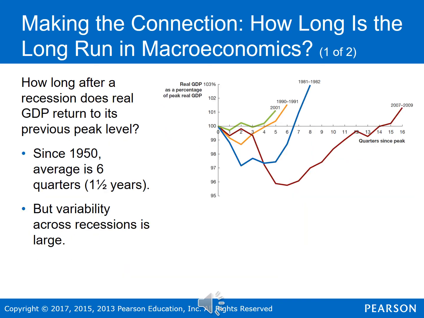So how long is the long run of macroeconomics? Once a recession starts and is underway, how long does it take for real GDP and employment to return to the levels that they had achieved at the previous business cycle peak? Since 1950, on average, it takes about 6 quarters, or 1.5 years, for the economy to reach its previous peak. But of course, there's a lot of variability across recessions. As we can see in the figure on the right, the recession from 2007-2009, the financial crisis, took a long time for the economy to recover to the previous peak, whereas other recessions like 1990-91 or the dot-com bubble in 2001 took much less time.